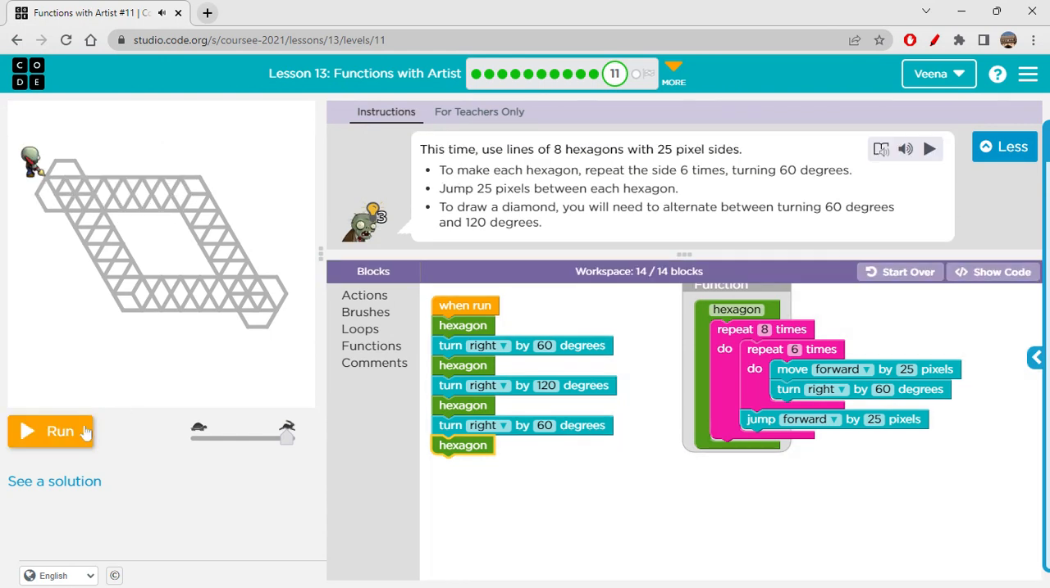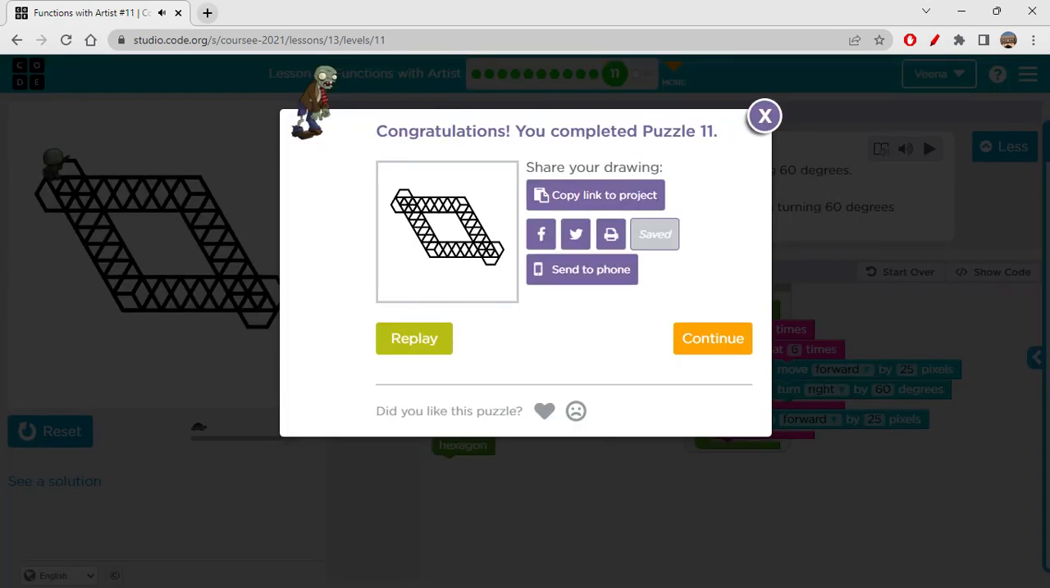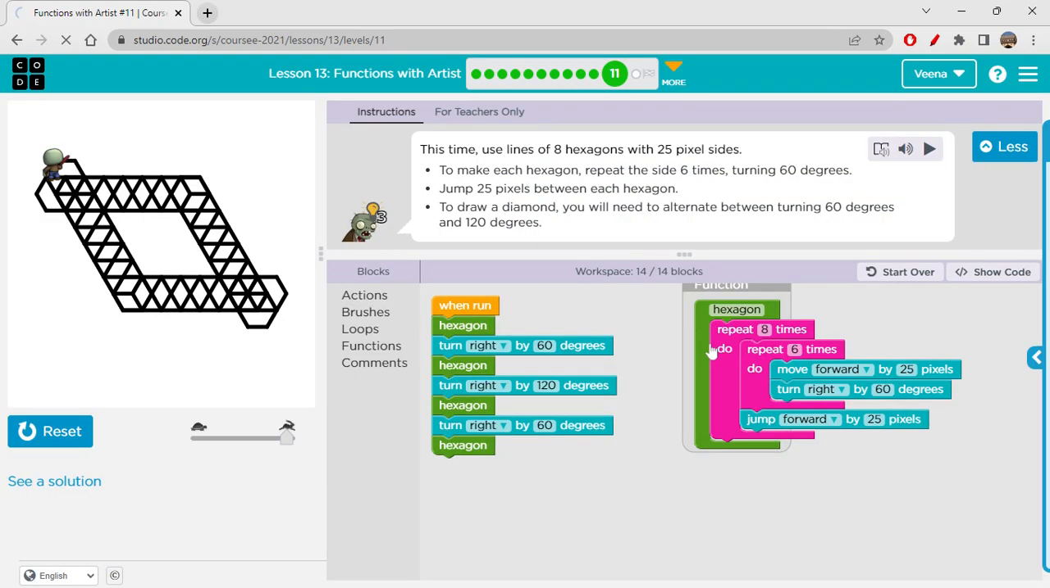Same logic. Okay, that's why they were calling that a challenge and not this, because it's almost the same. We just changed a triangle to a hexagon. That's it. Continue.